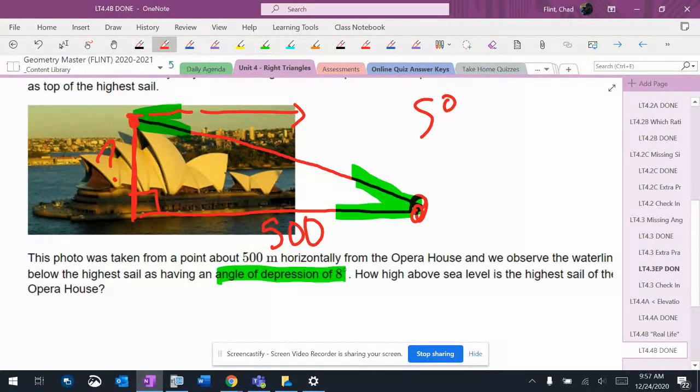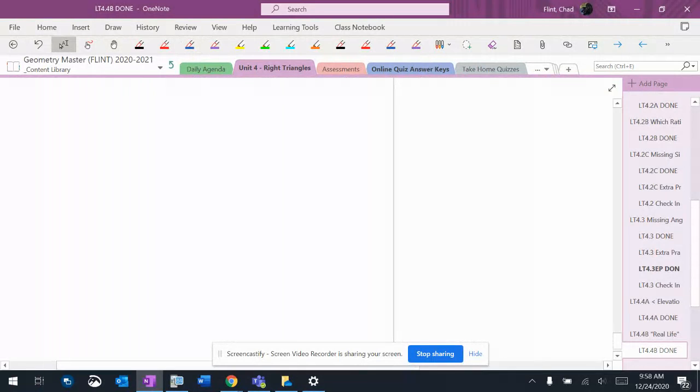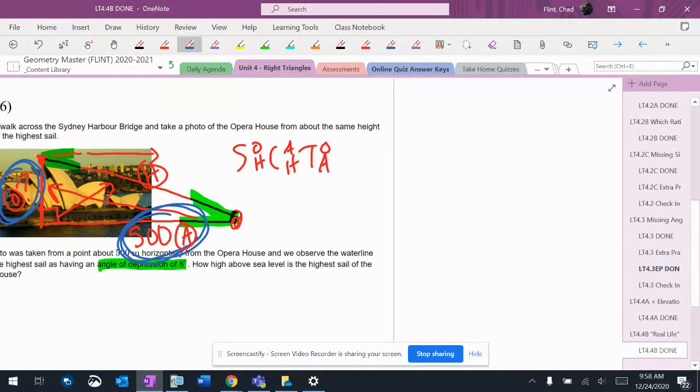So this is a SOHCAHTOA problem because it talks about an angle. Got to label my sides. The hypotenuse would be over here. The opposite would be over here, and the adjacent's here. I am going to use the opposite because I want to know it, and the adjacent because I know it in my problem. Opposite and adjacent is a tangent problem.